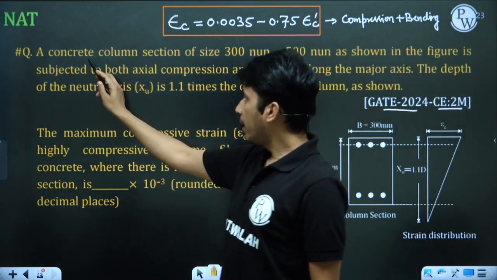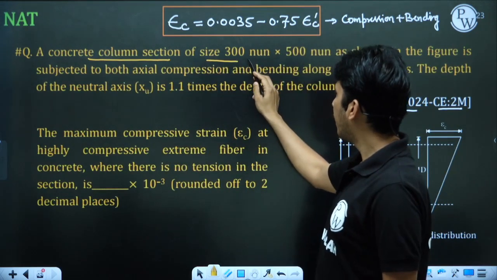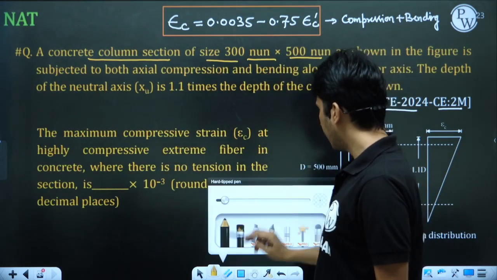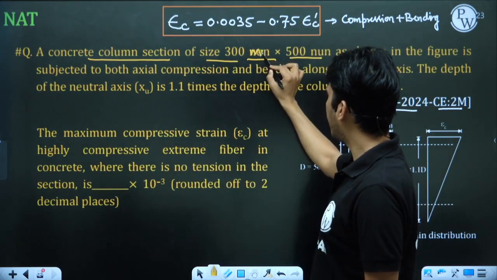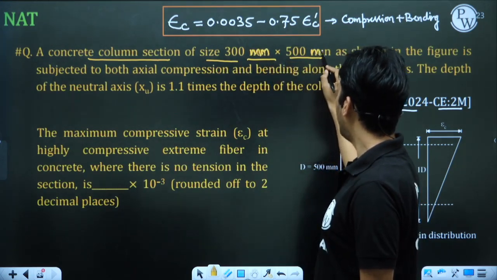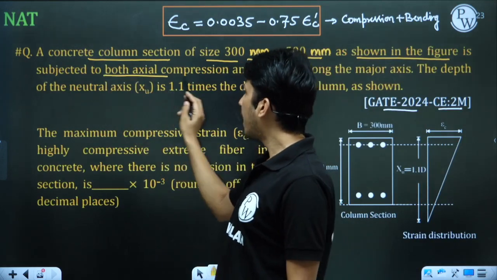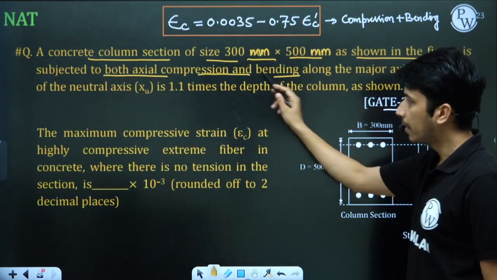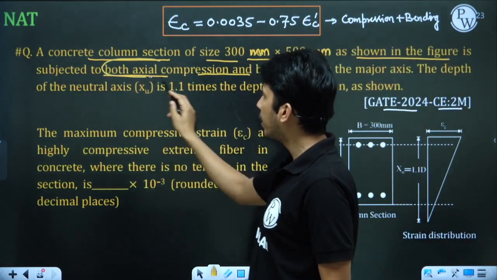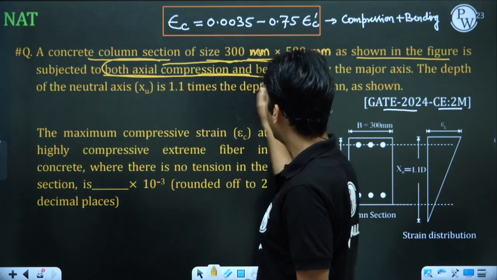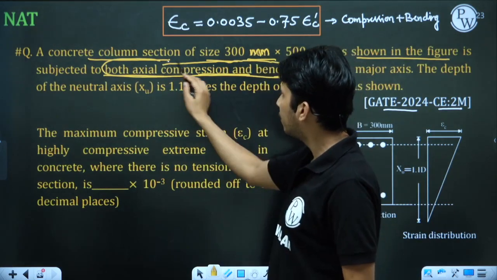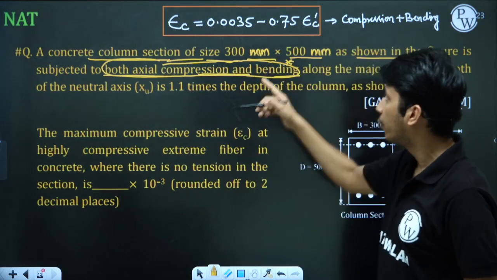So a concrete column section of size 300 mm by 500 mm is given as shown in the figure. Is subjected to both axial compression and bending. It is written here, both axial compression and bending. So you have to take the third assumption. These wordings were the clear indication that you have to take this assumption.